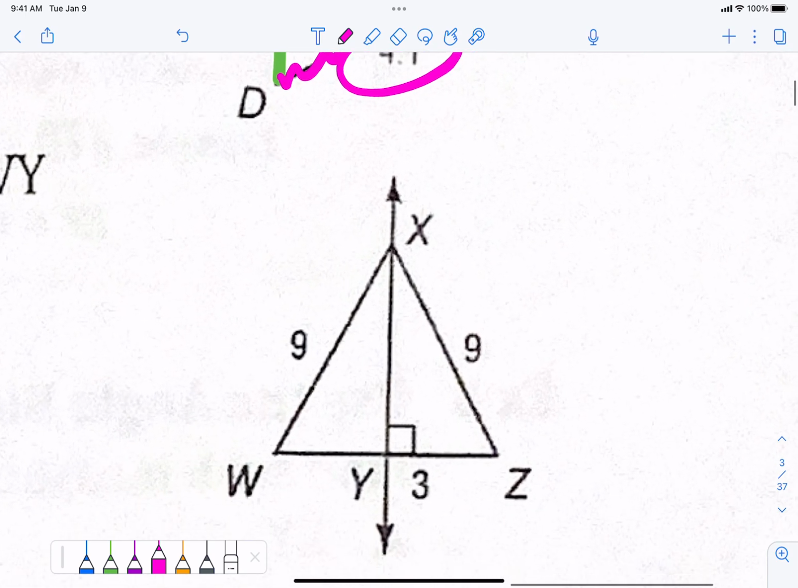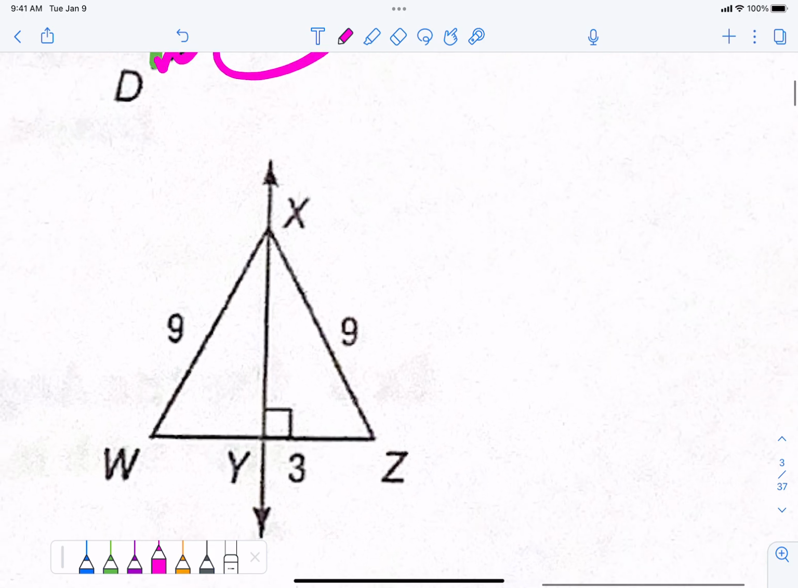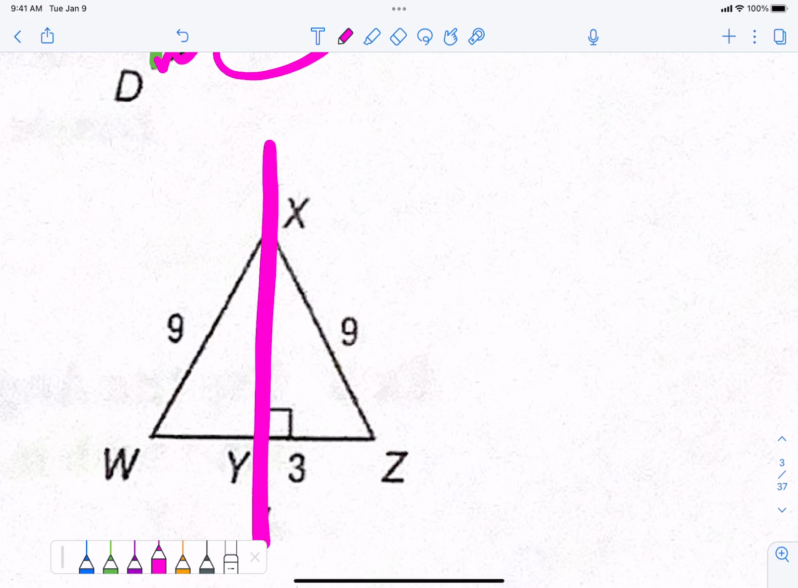All right, WY is what we're looking for in this one. Now, here's the deal. This one, we do not know that it is the perpendicular bisector. We know that XY is perpendicular, but do we necessarily know that it is a bisector? It doesn't show any tick marks. But what it does show is this is 9 and this is 9. So if this one is 3, does this one have to also be 3?